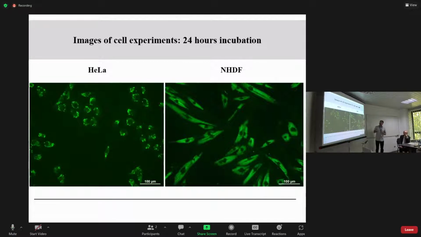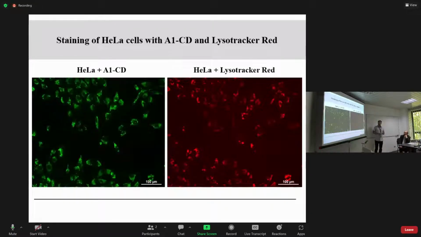Well, in the case of fibroblasts, this accumulation was not so evident, but in the case of HeLa cells, it was amazing. So we thought, taking into account the nature of the compound, that it prefers to increase the fluorescence in an acidic environment, that these compounds may actually accumulate in lysosomes. To prove this statement, we decided to do a colocalization experiment using the commercially available LysoTracker Red kit.